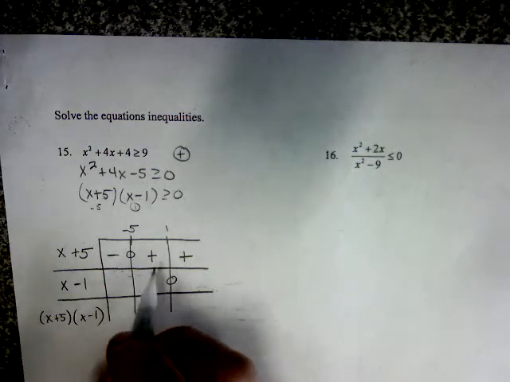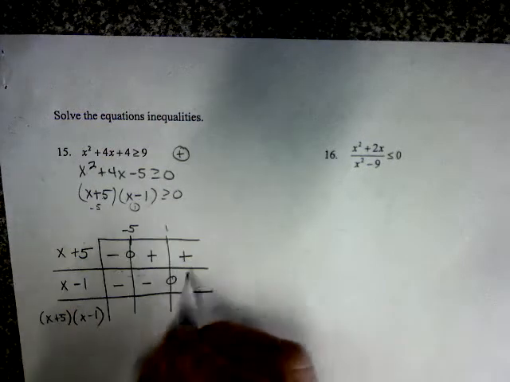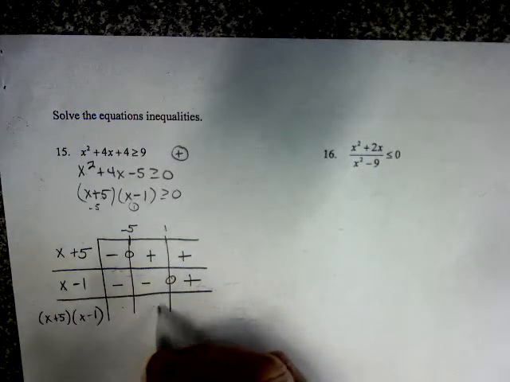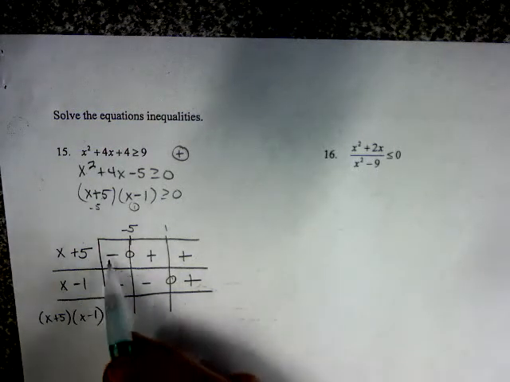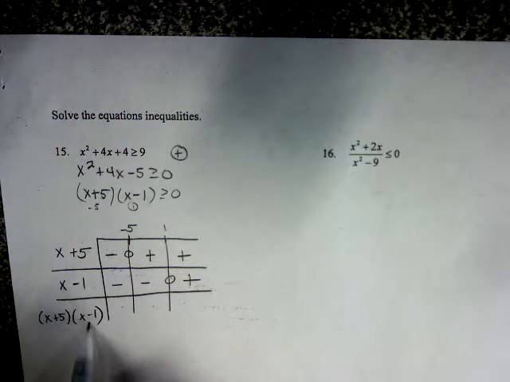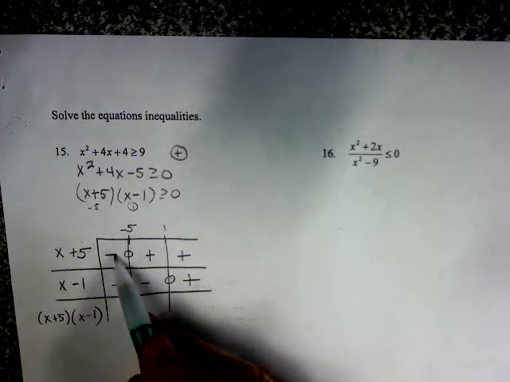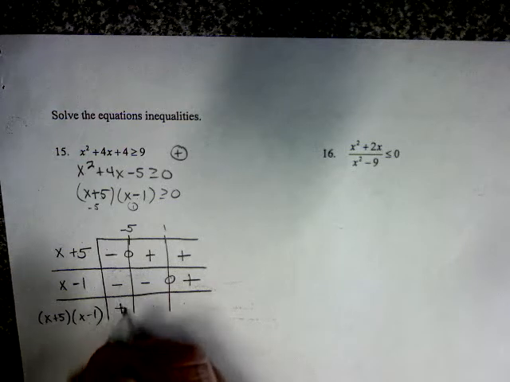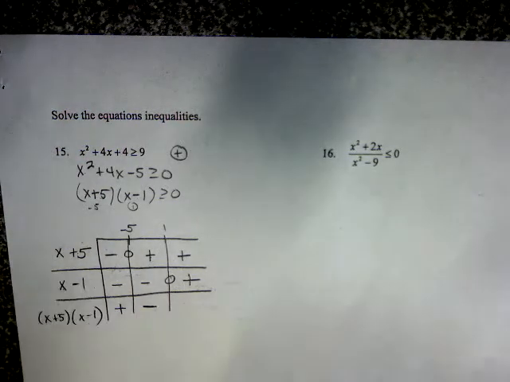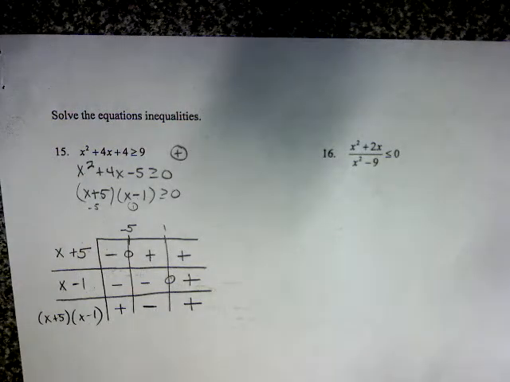Over here, same rationale. If I substitute anything below the 0, I'm going to get negatives, and anything above the 0, I'm going to get positives. Now these signs right here are found by multiplying these two factors together, x plus 5 times x minus 1. I'm multiplying these two together. When you multiply a negative times a negative, you get a positive. A positive times a negative is a negative, and a positive times a positive is a positive.